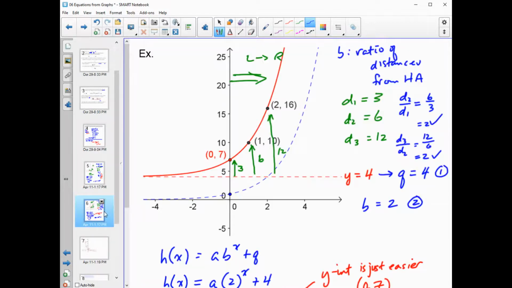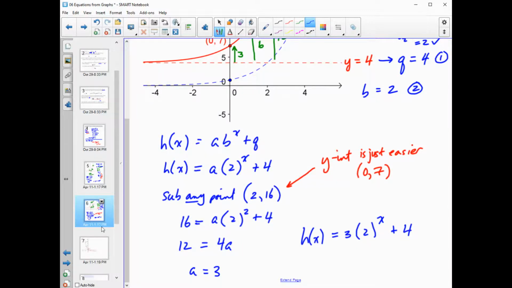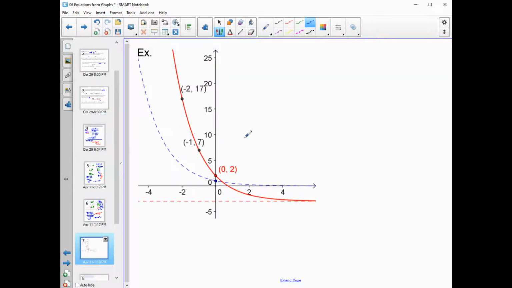Sorry, that just jumped to a different page. I think that's where we ended off there. H of x, yes. Okay, let's take a look at another example. And again, I don't think it's illustrated particularly well, so I'm going to just fill in for you here that this is y equals -3. So the asymptote is at y equals -3, and that immediately tells us our q value. q equals -3.